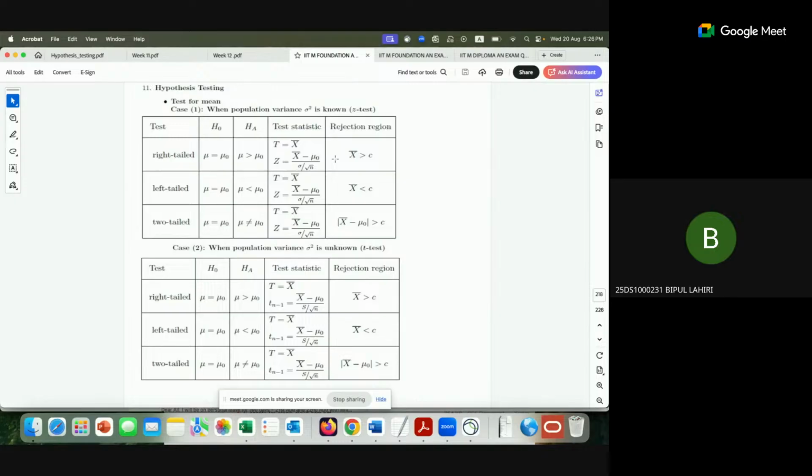Okay, and would it be different for normal and binomial separately like this, or will it be the same for all kinds of distributions?